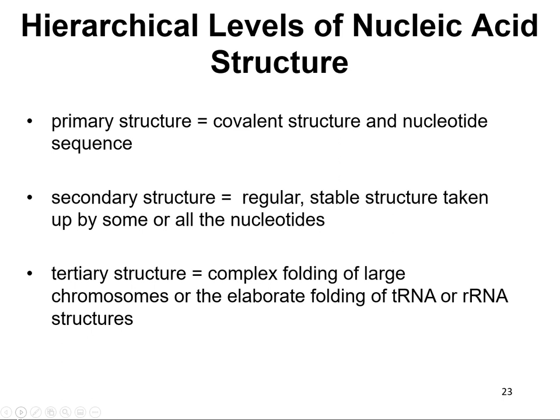Just like with proteins, nucleic acids have hierarchical levels of structure. We've got primary structure, and that includes the nucleotide sequence and the covalent structure, right? Then we've got secondary structure, which is regular stable structure that's taken up by pretty much all nucleotides, okay? Then the tertiary structure, we're talking about the folding of large things like chromosomes or tRNA, rRNA. Those things have lots of different structural features in them.